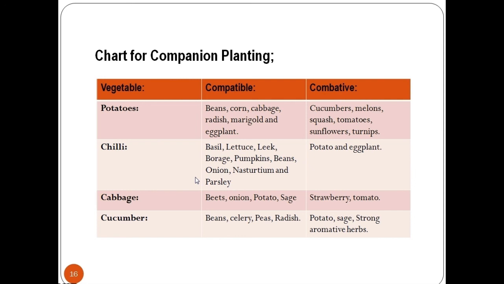For example, for companion planting potato, grow it with beans, corns, cabbage, radish, marigold, and eggplant. For chili companion planting, since it is a type of pepper, it will do well with a wide range of plants including basil, lettuce, leek, borage, pumpkins, beans, onion, nasturtium, and parsley. But do not grow chili with potato or eggplant.